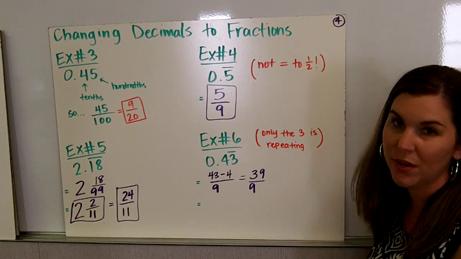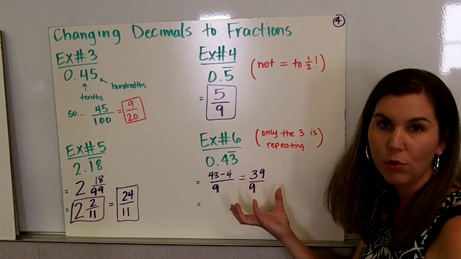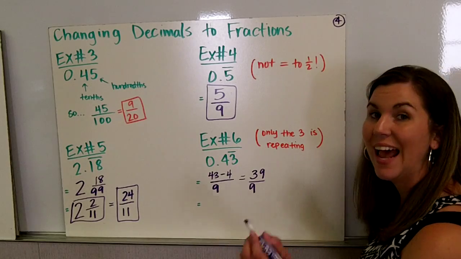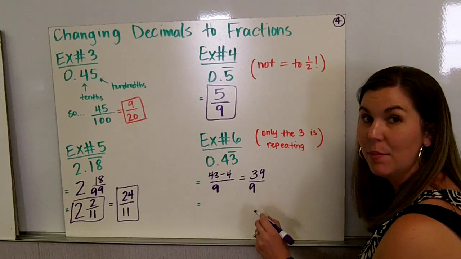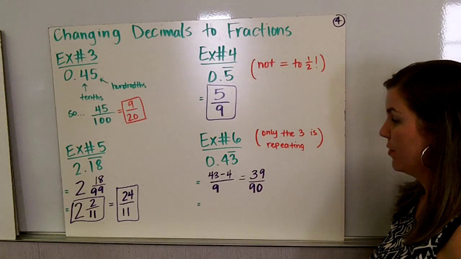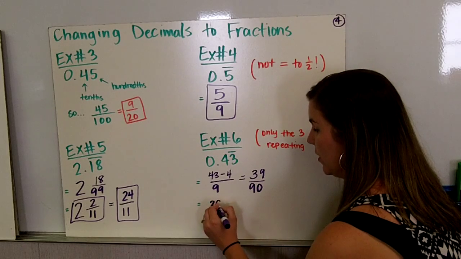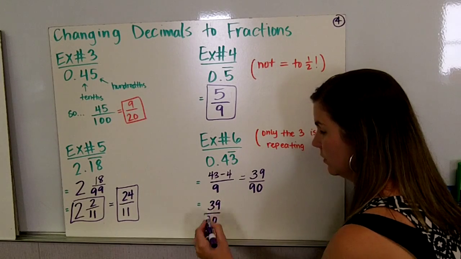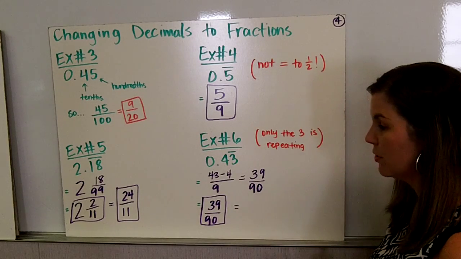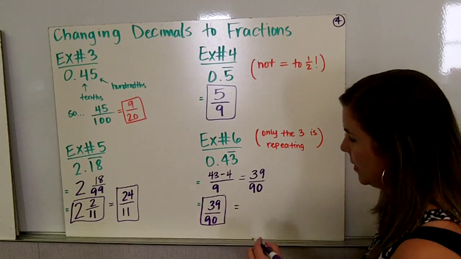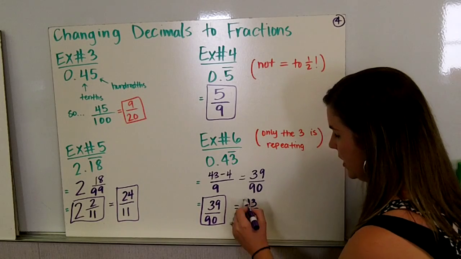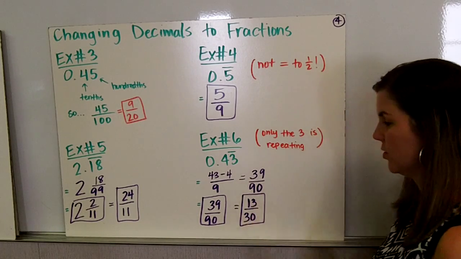Well, the bottom has to be bigger than the top. Otherwise, we get a whole number portion, and we really have a number that's smaller than 1. So now we're going to add zeros to the denominator until the denominator is bigger than the numerator. If I add a 0 now, 90 is bigger than 39. And we're done. You could also reduce this by dividing by 3. Let's see, it goes in 13 times, and it goes in 30 times. All right, so this would be your final answer, 13 over 30.